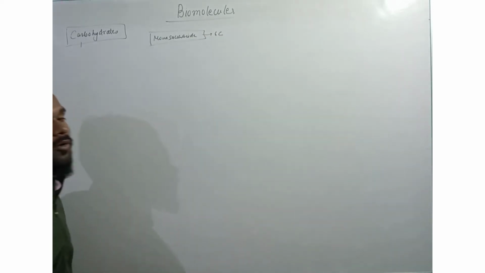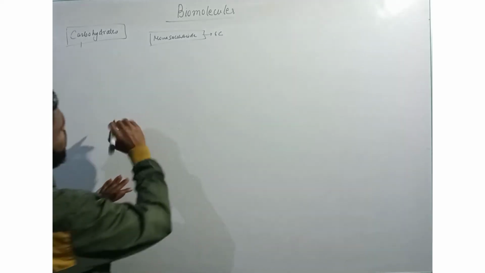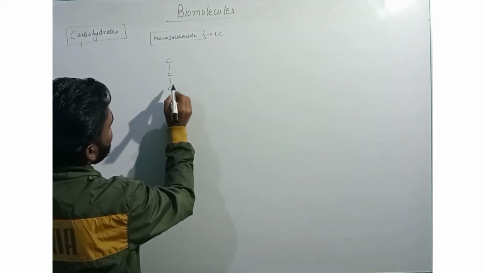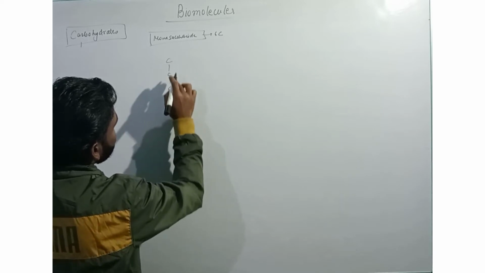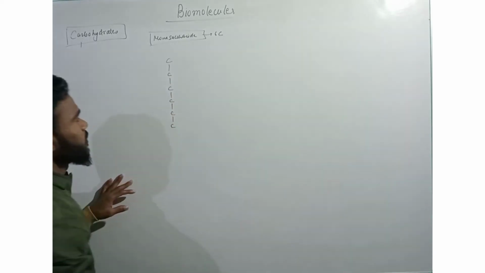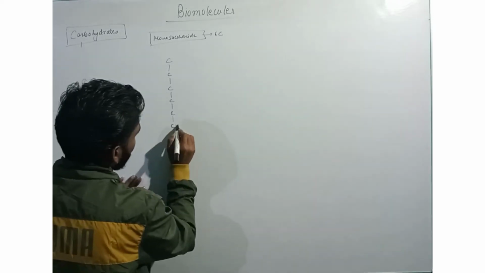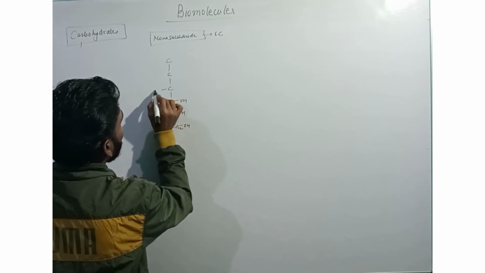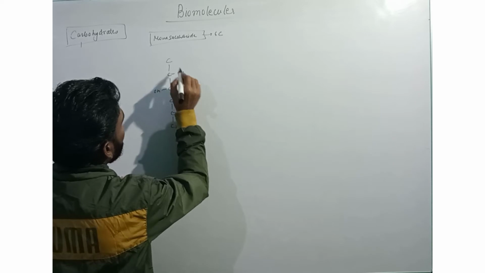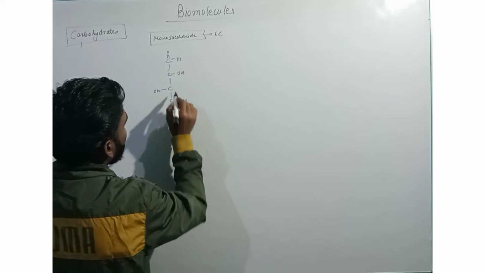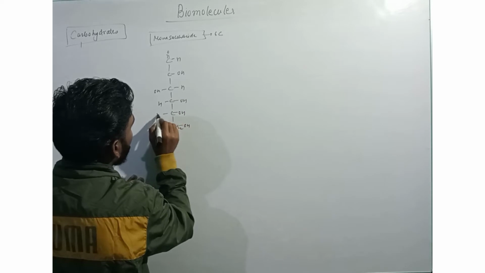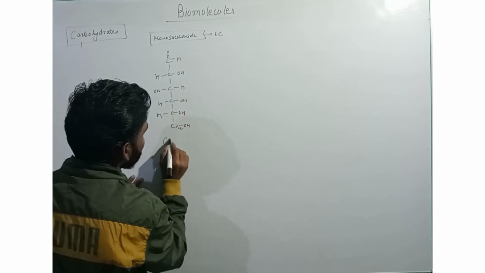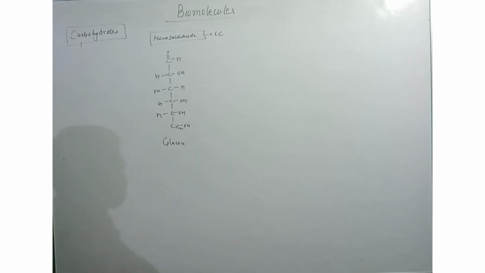That is 6 carbon containing. First of all, we have to make 6 carbon. And 6. Okay, now this is the structure of glucose. Okay, now how do you know?